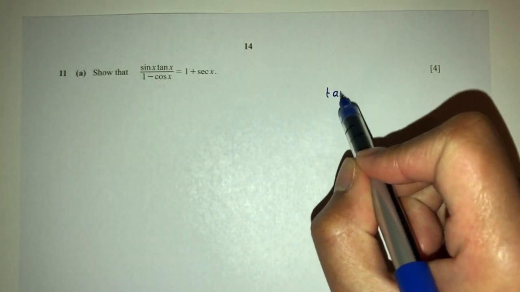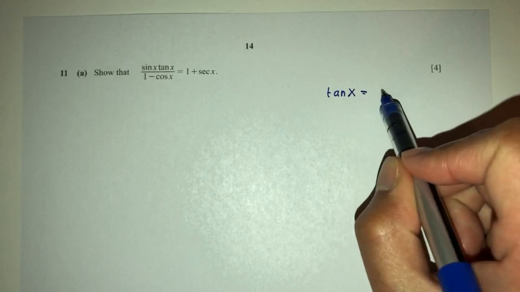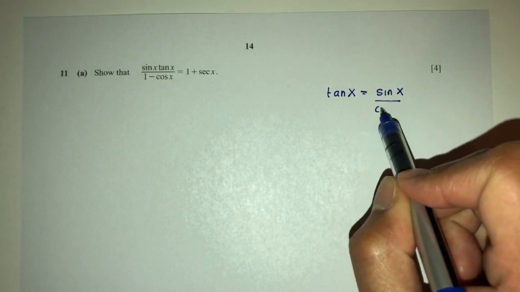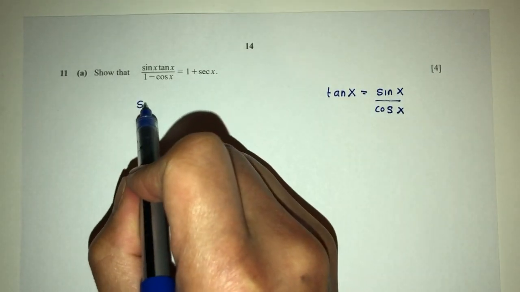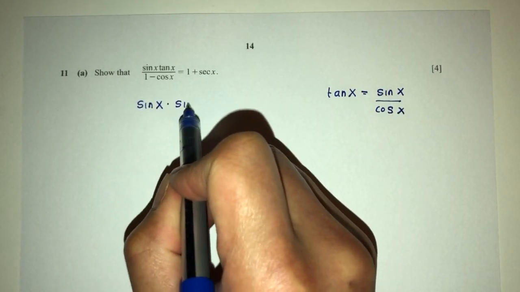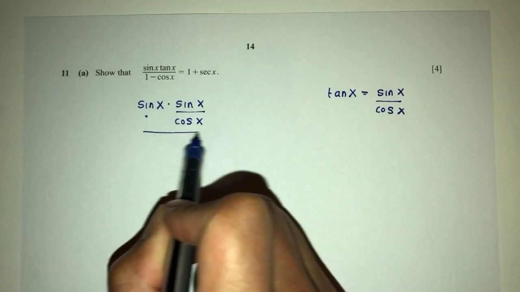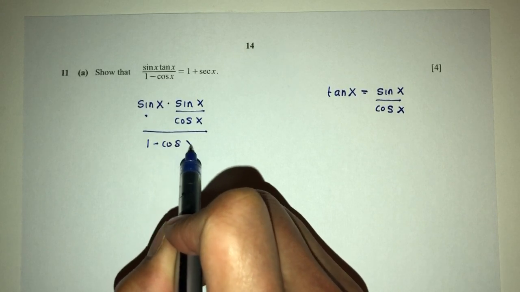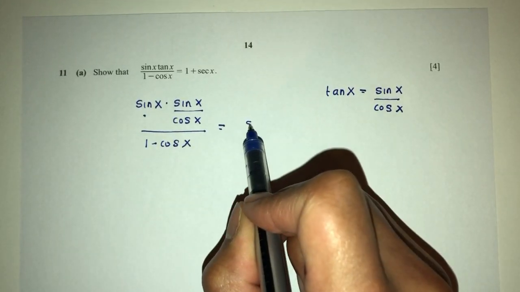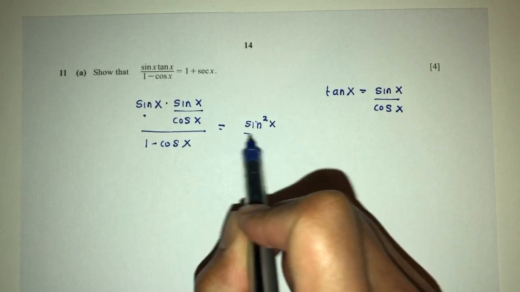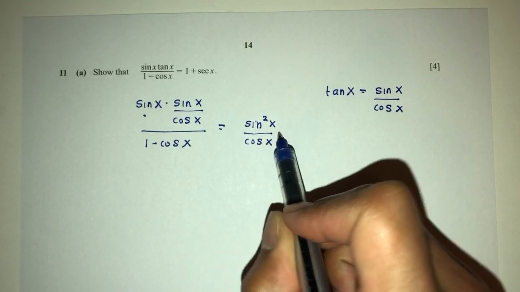Now let's move on to question number 11. So here we have to show the left hand side is equal to the right hand side. So let's simplify one by one. So first thing is, what is tan x? Tan x is sin x over cos x. So you will have sin x multiplied by sin x over cos x, and divided by 1 minus cos x. Now simplify this time, this will be sin square x over cos x.